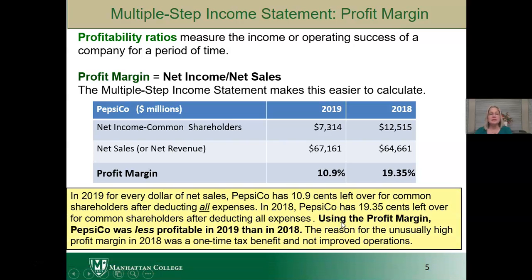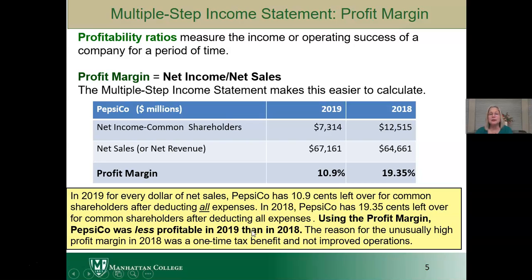In 2019, for every dollar of net sales, PepsiCo has 10.9 cents left over for common shareholders after deducting all expenses. What you'll notice is in 2018, PepsiCo has a lot more. It has 19.35 cents left over for common shareholders. Using profit margin, PepsiCo was less profitable in 2019 than 2018.